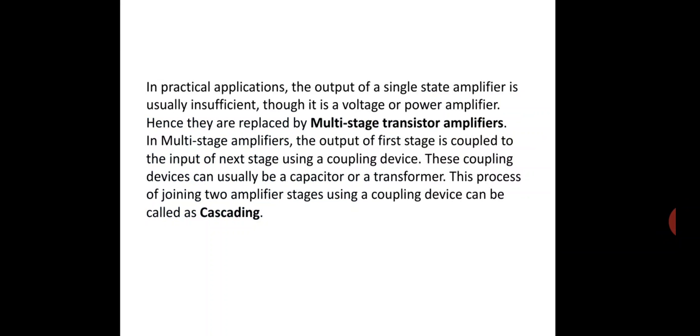So, when the output is not sufficient, then we use multi-stage amplifiers. A number of amplifiers are connected back to back. One amplifier's output is connected to the second's input, and the second amplifier's output is connected to the third amplifier's input. This connection by coupling devices is known as a cascading stage.